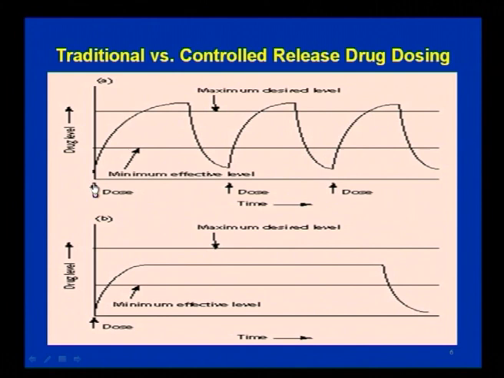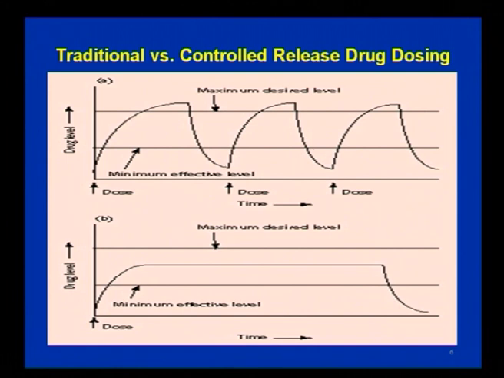But what happens in the case of traditional release of the drug? When the dose is given, it goes to a maximum value which goes beyond the maximum desired level, and it simply comes down over a period of time even below the minimum effective level. Once again the dose is given, it again reaches a maximum, goes out of the level and comes down. So, this is the method that is happening when a drug is put into our body in the traditional method. So, this is what is controlled in the controlled release drug dosing.